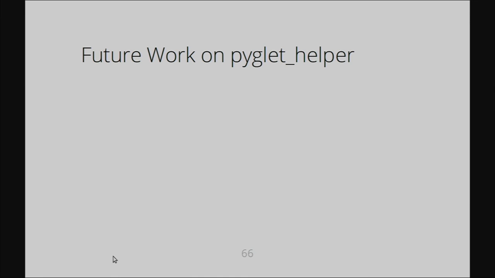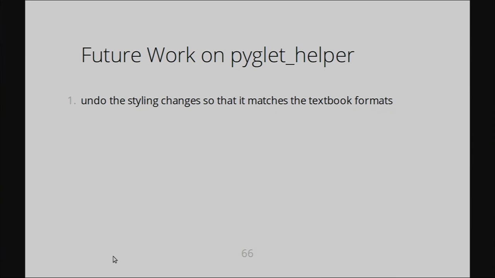All right, so for future work on PygletHelper, I made two fatal flaws, as I said. The first one is that I made styling changes to match modern styling. I think this was a really bad idea because the people who use this library all operate out of textbooks, and textbooks don't update as fast as the internet. So it doesn't make sense to make a library that doesn't match the old API. I think my first step is going to be to undo that. I also haven't implemented 3D text, which is something that is available in VPython. And then finally, I think I need to switch off of Pyglet because it does not have support for Python 3.5.